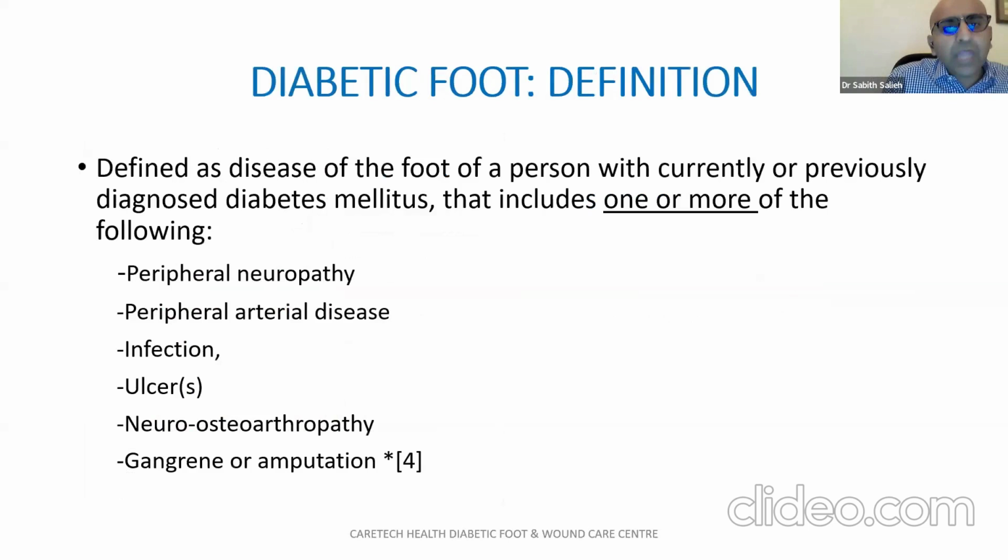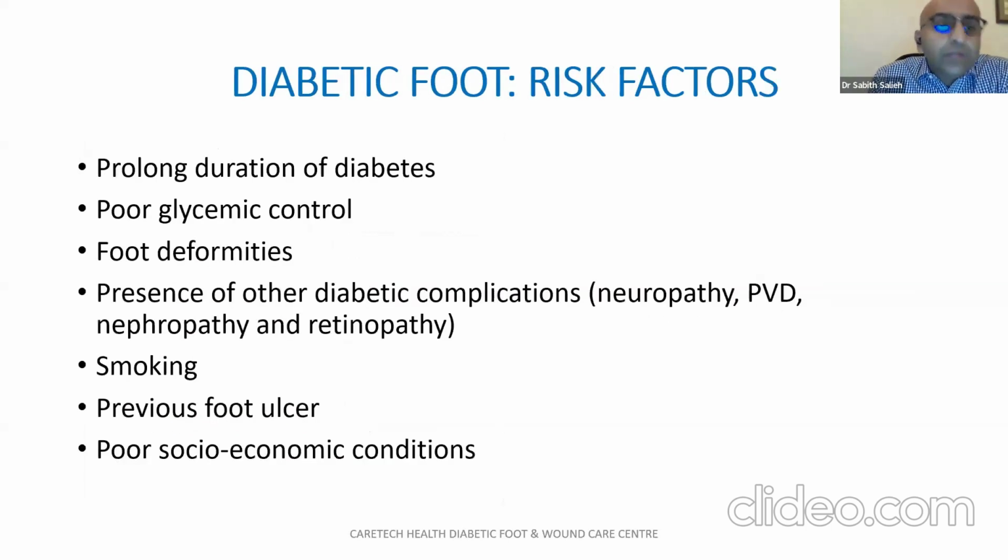All right. So what is the definition of a diabetic foot? It is a person who has diabetes and has one or more of the following: peripheral neuropathy, peripheral arterial disease, infection, ulcers, neuroosteoarthropathy, gangrene, or an amputation, right? What are the risk factors?